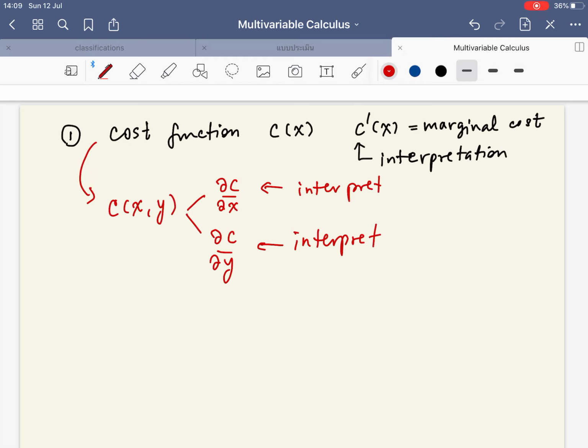All right, and also, of course, not only the cost function that you can find the marginal cost, right? Actually, a revenue, a profit. Okay, you can find the marginal of any other function as you like.